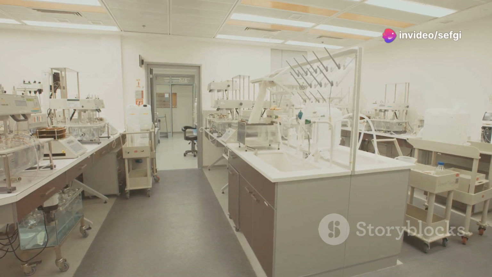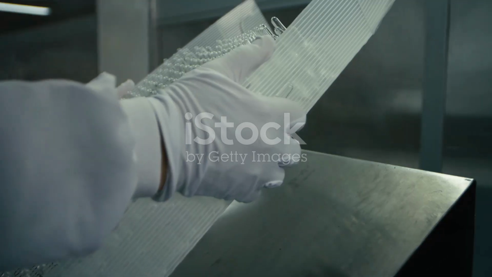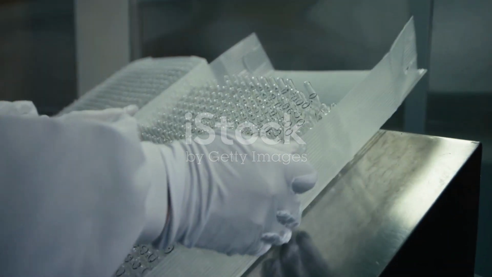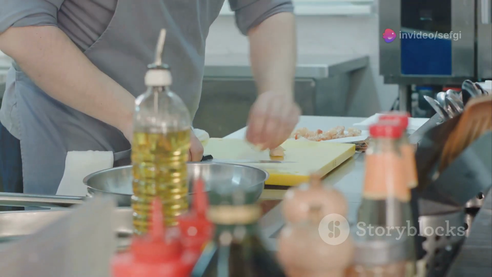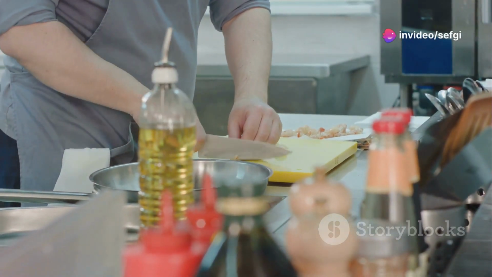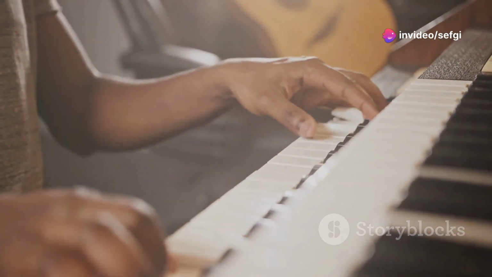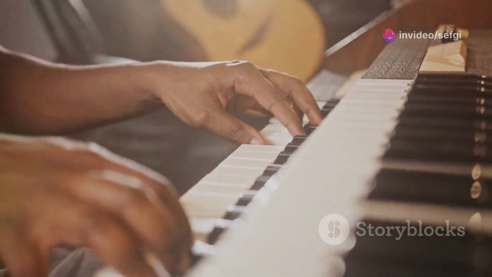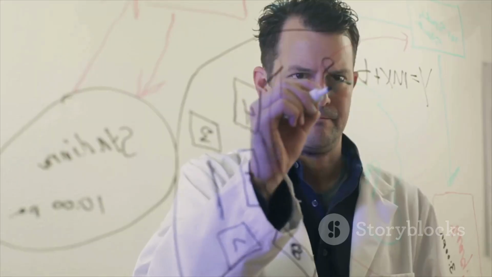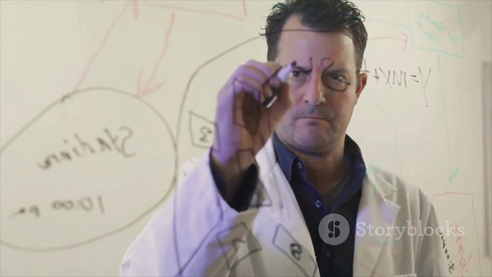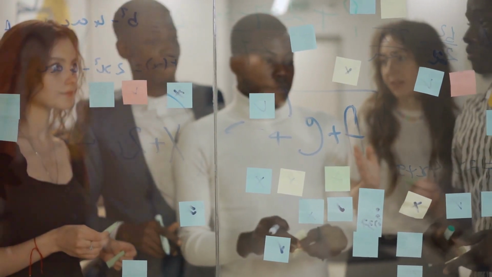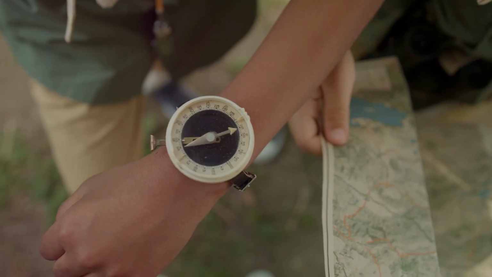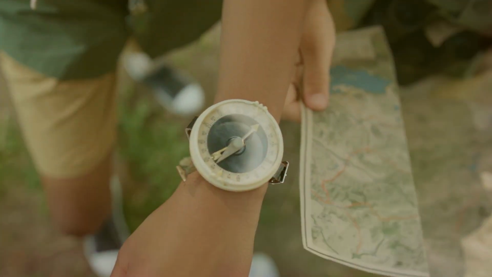Conclusion: accuracy and precision in everyday life. Accuracy and precision are fundamental concepts that extend far beyond the realms of science and engineering. From cooking a delicious meal to playing a musical instrument, we encounter situations every day where both accuracy and precision are essential for success. By understanding the distinction between these two concepts, we can improve our communication, enhance our problem-solving abilities, and ultimately, navigate the world around us with greater clarity and precision.